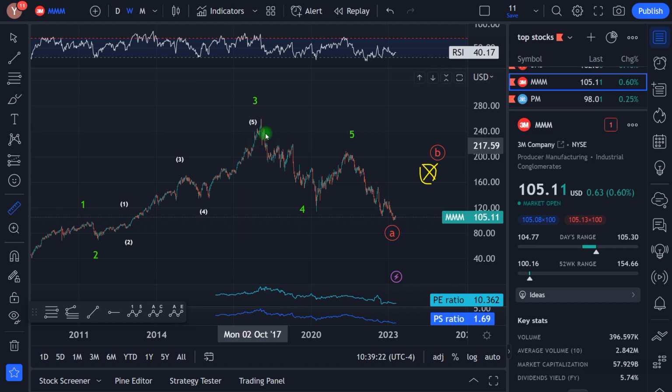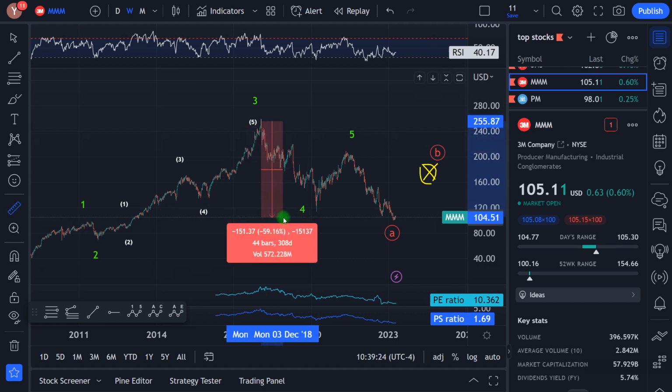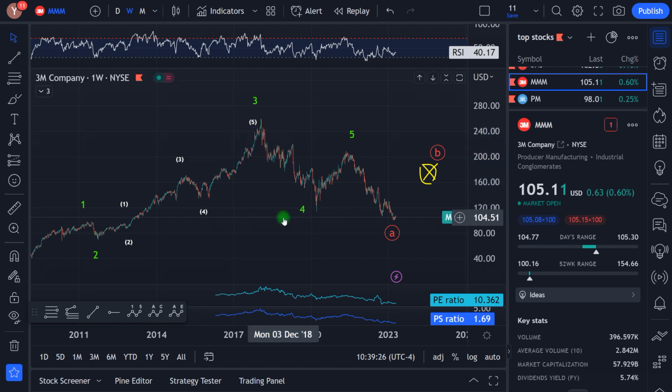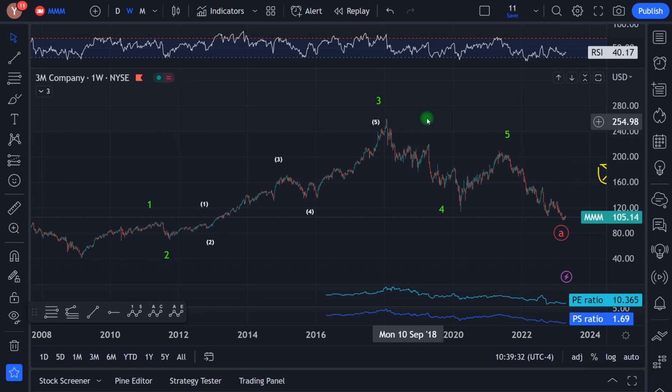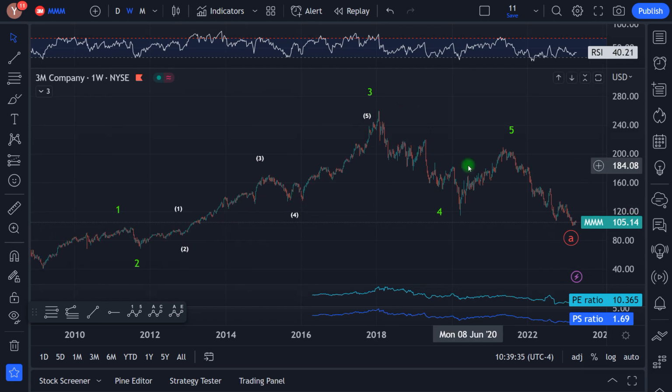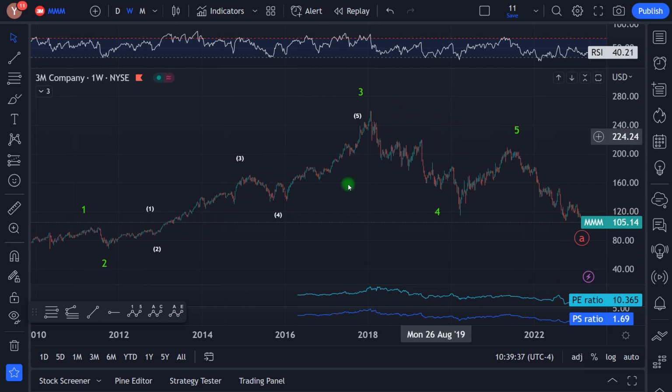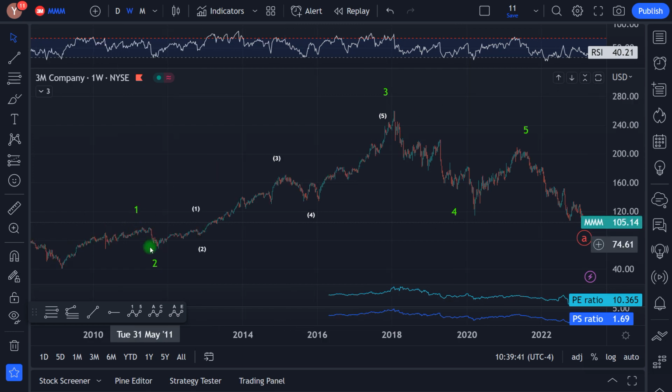From its high levels, the stock is already down 60%. It's a great discount. Let's have a look at its chart. So here what I see, using the Elliott waves analysis, Elliott theory, I think it was an impulse here, the first wave, the second, the third, the fourth and the fifth.